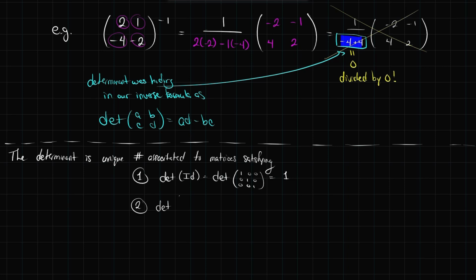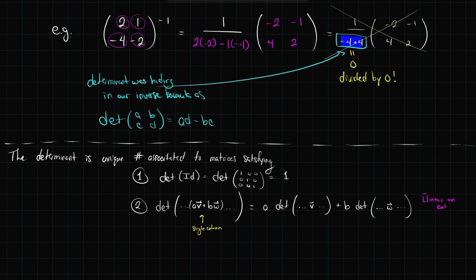Number two, the determinant of, if I take A times a column, and I'm going to write the column as a vector because you can kind of think about columns as vectors, plus B times a column, so if I'm combining those into a single column, this is A times the determinant of only the column V plus B times the determinant of only the column W. This is just linearity, right? Linear on columns.